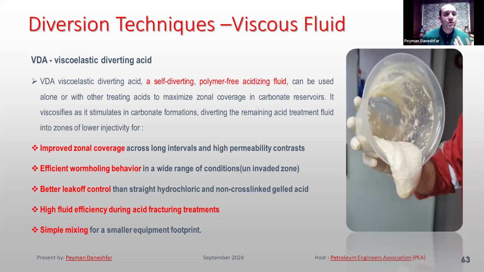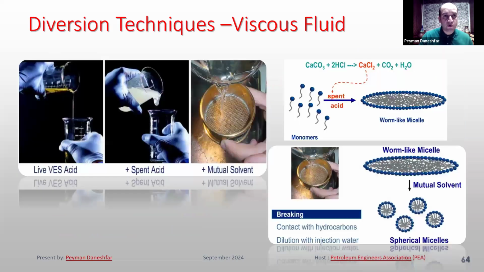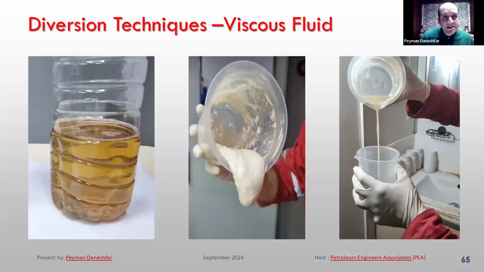But here, when you want to break this type of diverter, you should use a mutual solvent to break it like a liquid. You can see here live VES spent acid, and after that, when it reacted with the mutual solvent, you can see that it looks like water, like a fluid.